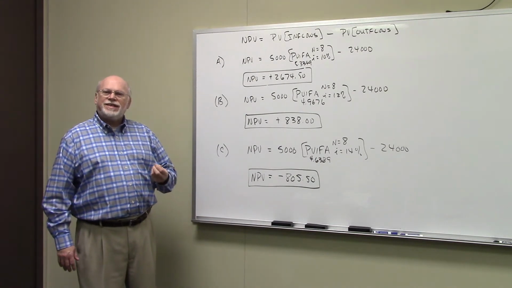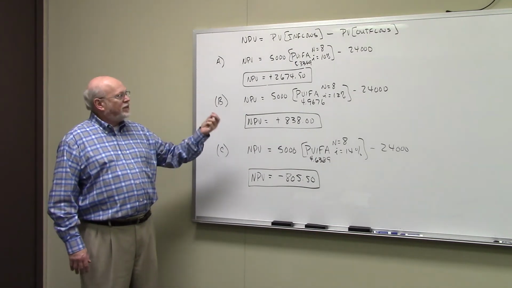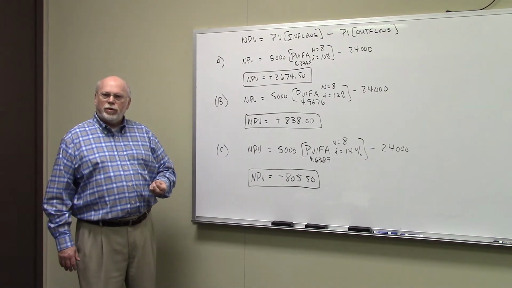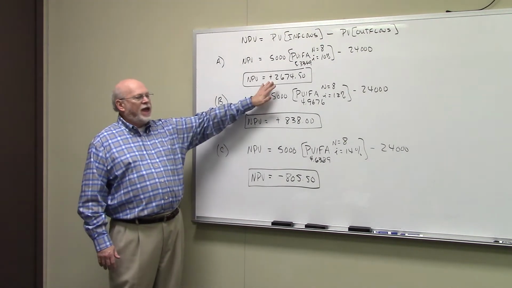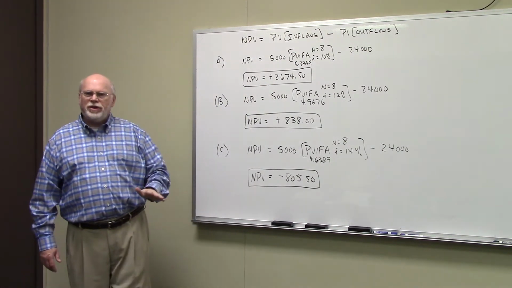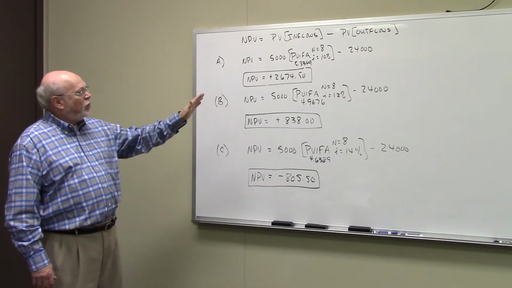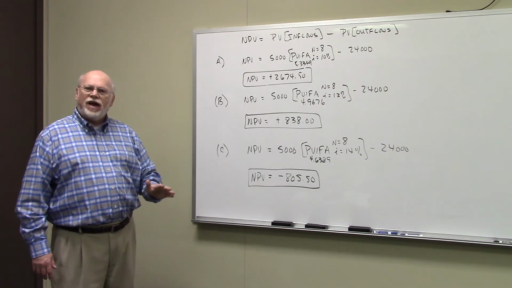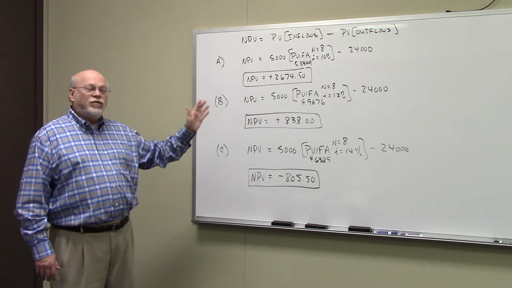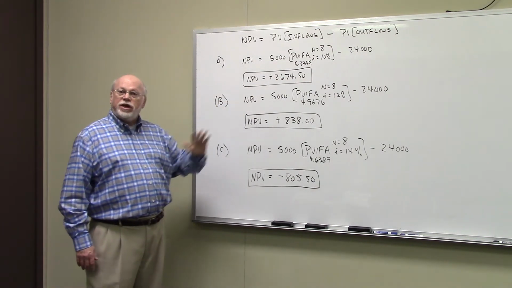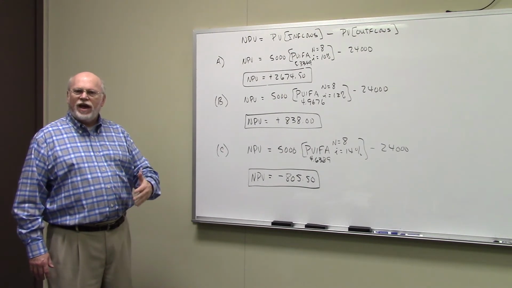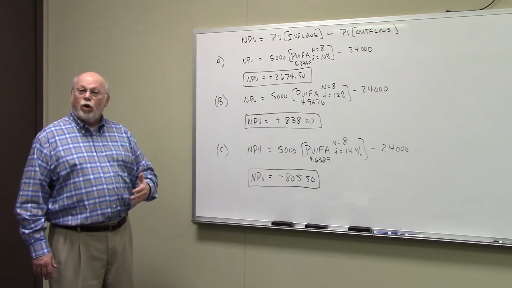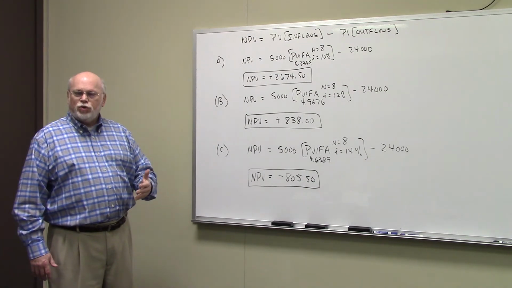Now, again, that's in dollars, and $2,674.50 is a positive number. What they'd like you to know is that that would be an acceptable project. If we added this asset to the business, we'd add $2,674.50 to the value of the firm. If you divided the net present value by the number of shares outstanding that the owners own, that would tell you how much the intrinsic value of each share of stock would go up. That's a good thing. That's what you want to happen when you make these decisions.